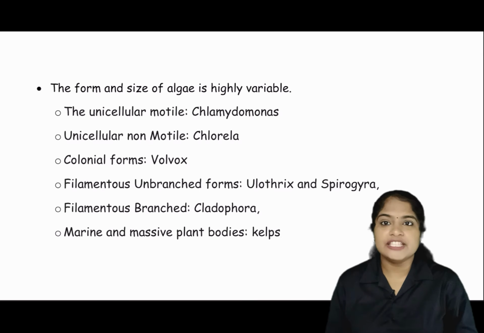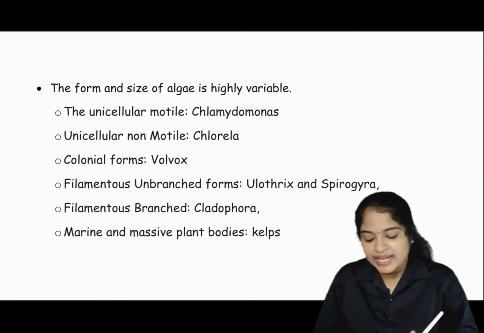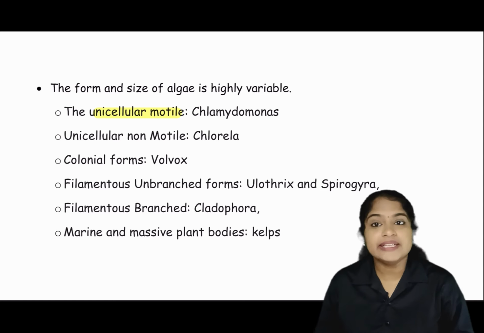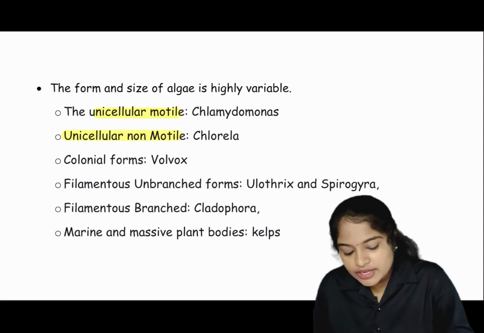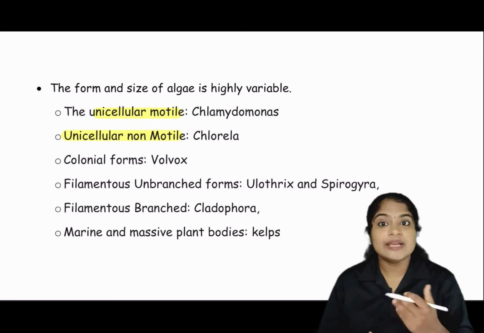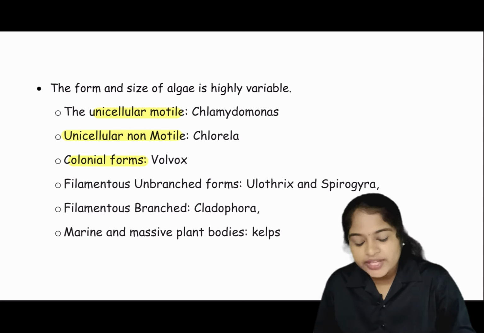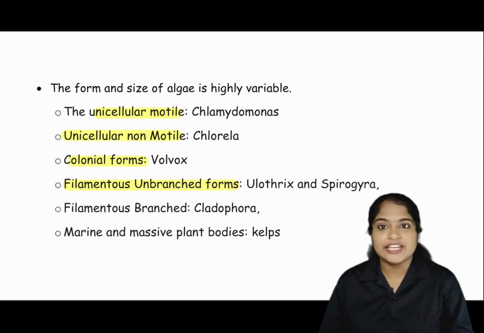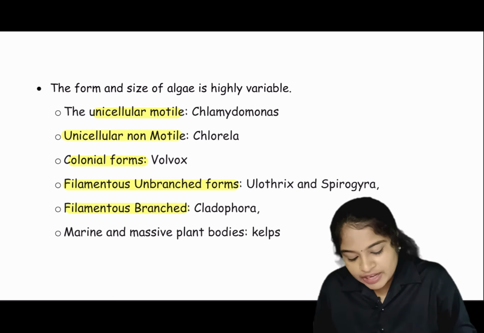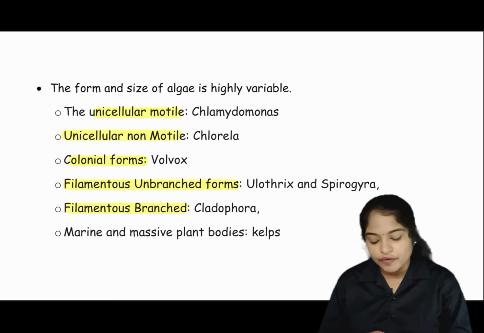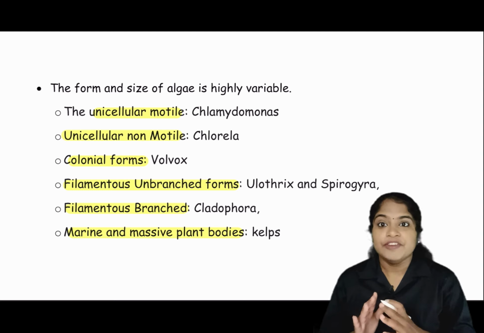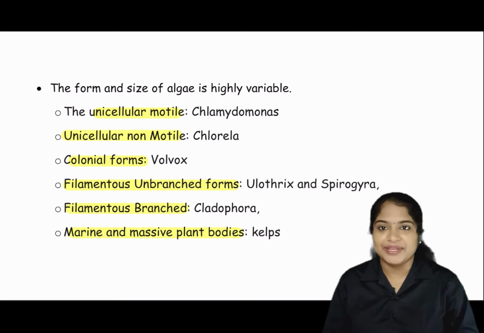The forms and size of algae are highly variable. Unicellular motile algae are there, for example Chlamydomonas. Then unicellular non-motile algae, for example Chlorella. Then you have colonial forms, that is Volvox. Then filamentous unbranched forms, that is Ulothrix and Spirogyra. Filamentous branched forms, that is Cladophora. And marine, massive plant bodies called kelps, which can be large, up to 100 meters.